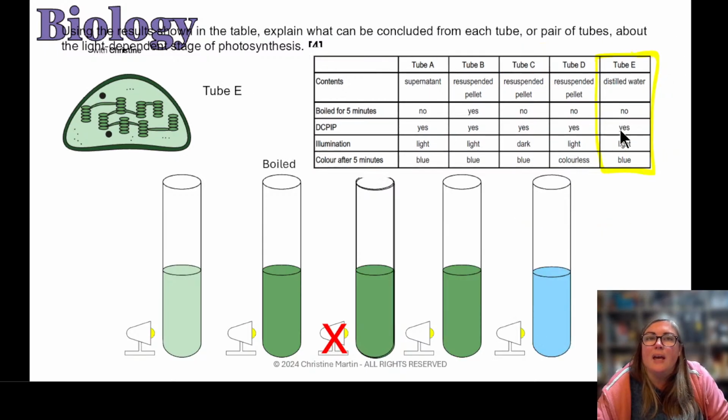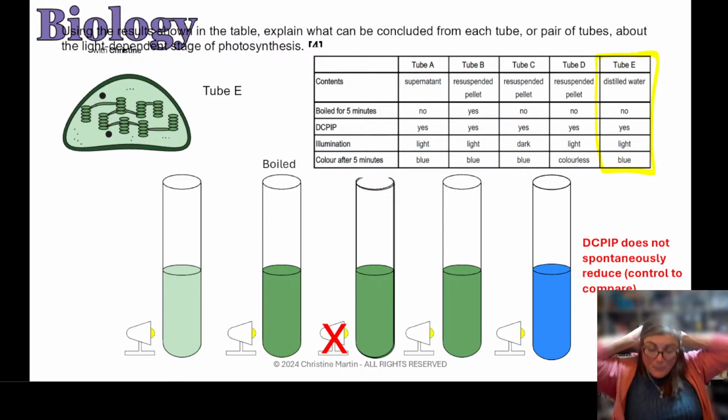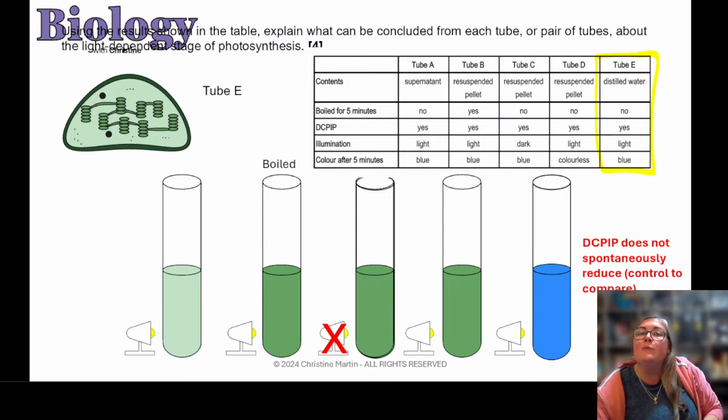And the last one then, distilled water. We've got distilled water, we've got no boiling, we've got yes DCPIP. So we're going to shine a light on it, but it stays blue. So that shows you that DCPIP does not spontaneously reduce. It's a control for you to compare it to.